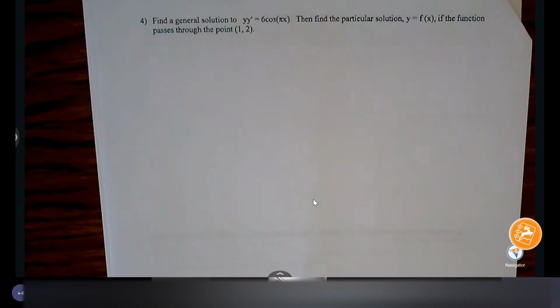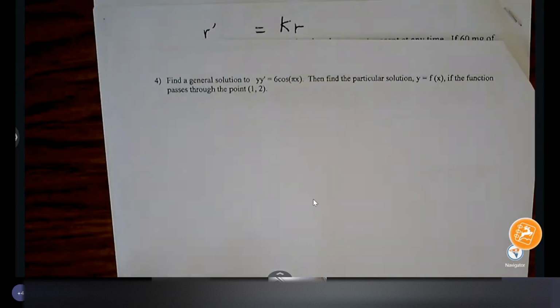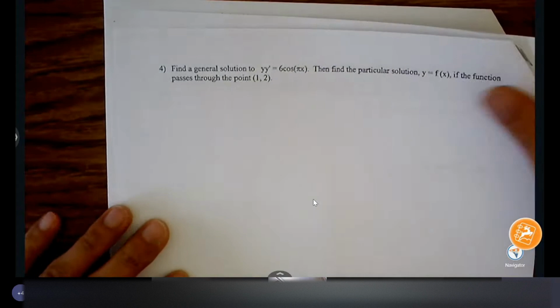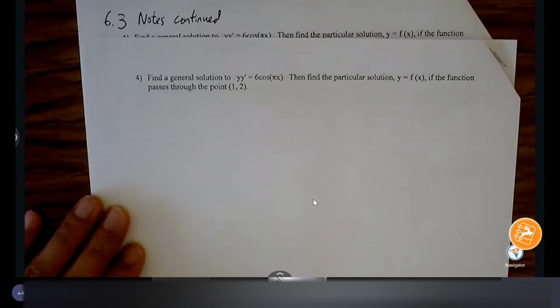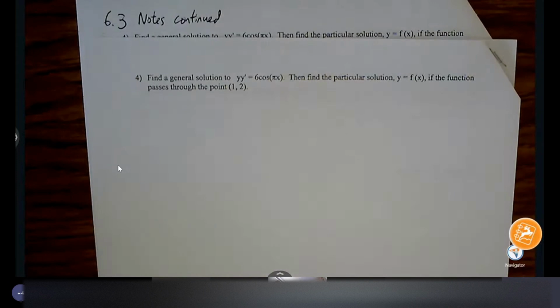All right, good morning, everyone. We're going to finish our classwork problems from yesterday. So we're going to finish 6.3. We have 2 more problems that we didn't get to. We'll finish those, and then we can move on to 6.2, which is solving differential equations for 6.2.